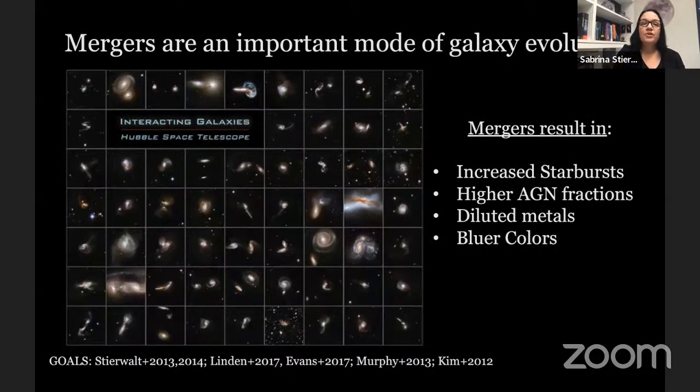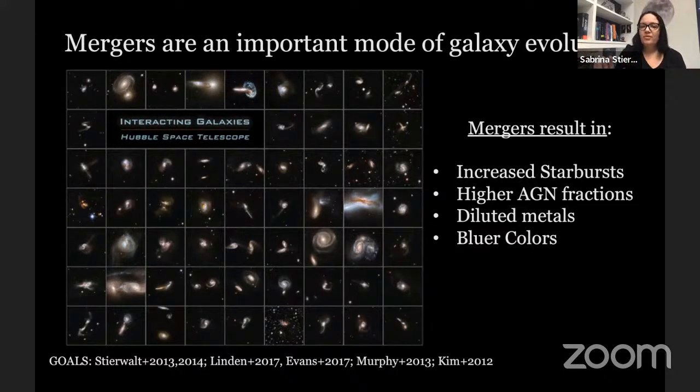We also know that mergers are a really important mode of galaxy evolution. So we see here, I'm showing some massive galaxy mergers from work that I've done with the GOALS group. We see that these mergers result in increased starburst, higher AGN fractions, diluted metals, bluer colors. So in other words, when you have a merger, you don't just put one and one together and get a galaxy that is a larger version of what you put in. We really change the life of a galaxy when it's involved in a merger.